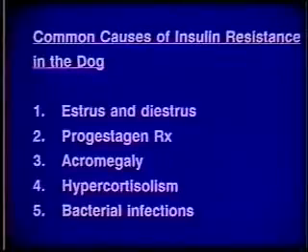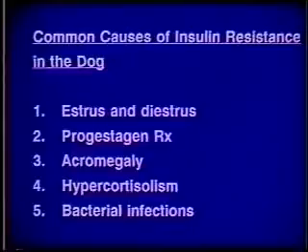When we're faced with situations of insulin resistance, it usually entails a dog or a cat that is requiring more than 1.7 units per kilogram of insulin per day. And various conditions can cause this, namely estrus or diestrus in the intact female diabetic dog. We're not sure about what the intact female cat will do.